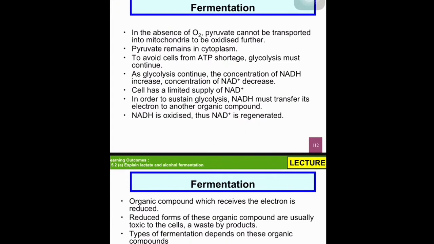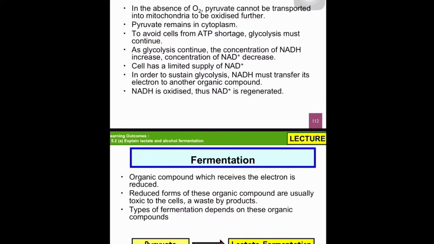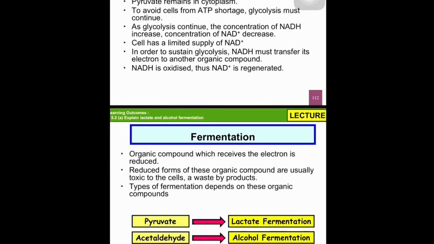So, bila tak berlakunya proses aerobic respiration ni, pyruvate tu akan remains dekat cytoplasm. So, kalau dia dah remain dekat cytoplasm, of course lah penghasilan ATP tu akan berkurangan. So, kehadiran oksigen tu lah yang akan menentukan, dia akan tentukan either kita nak buat proses aerobik atau anaerobik. So, untuk case fermentation ni, dia kan tak memerlukan oksigen. So, let's say yang kalau body kita lack of oksigen, body kita akan melakukan proses fermentation.